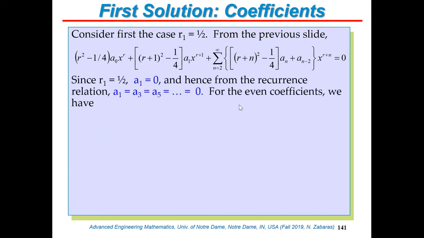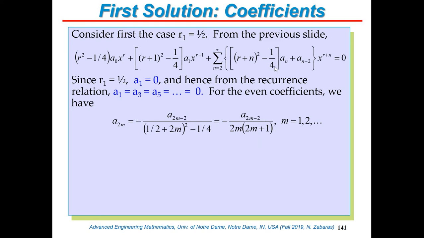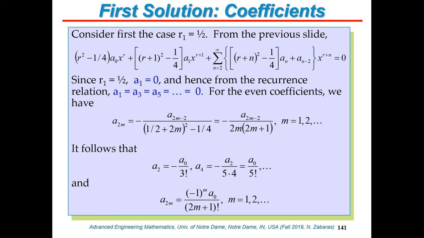Now, if a1 is equal to 0 from the recursive equation on the previous slide, then all the odd coefficients have to be equal to 0, and we have to concentrate only on the even coefficients that look like this. So basically, the recursive equation comes by taking this bracket equal to 0, and I simply have substituted r to be equal to 1/2. So we can compute the coefficients a2, a4, etc. This is the general expression on the bottom of the slide for a_2m.